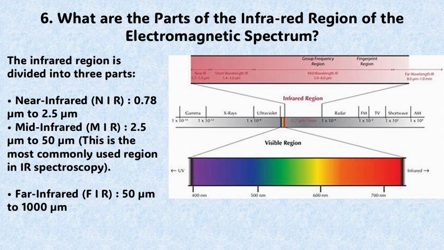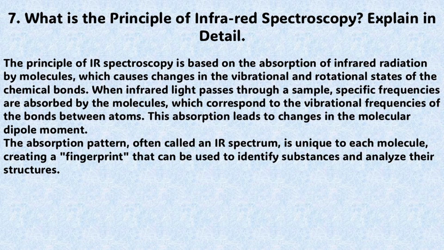This is the most commonly used region in infrared spectroscopy. Far infrared, from 50 micrometer to 1000 micrometer. Now we will move to the seventh question. What is the principle of infrared spectroscopy? Explain in detail. The answer to this question is very simple.